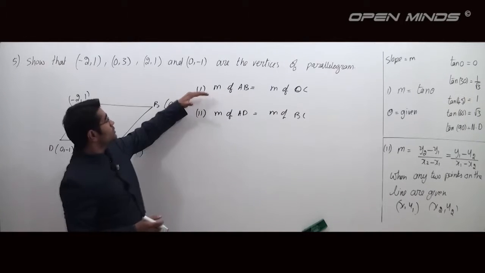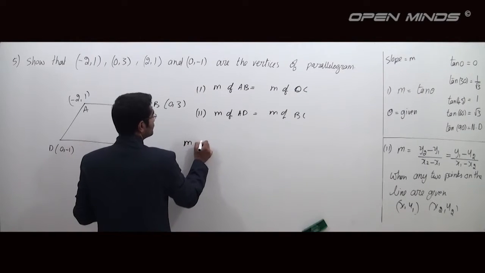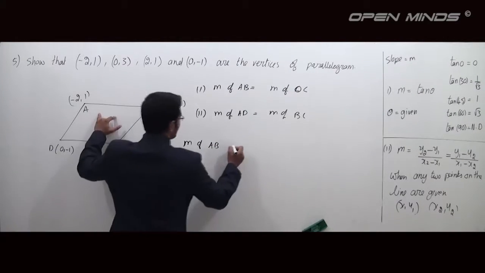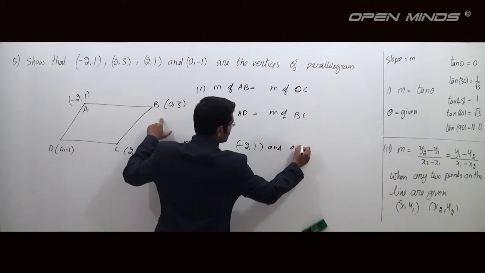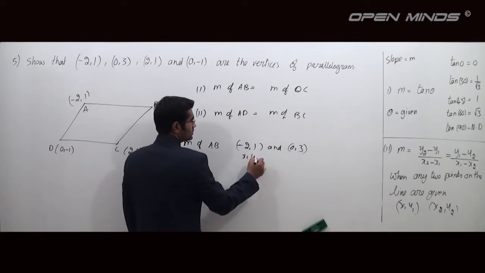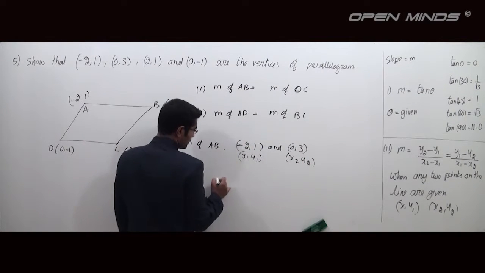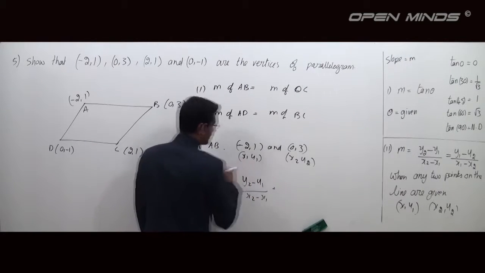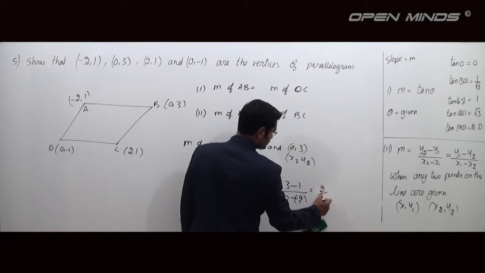So let's start with the first one and check whether these slopes are same or not. How do you find the slope of AB? In this case, I'm talking about the points negative 2, 1, and 0, 3. That is x1, y1, and that is x2, y2. Let's work it out. The slope is given as y2 minus y1 by x2 minus x1. So you get 3 minus 1 divided by 0 minus of minus 2, so that goes like 2 over 2, which is 1.